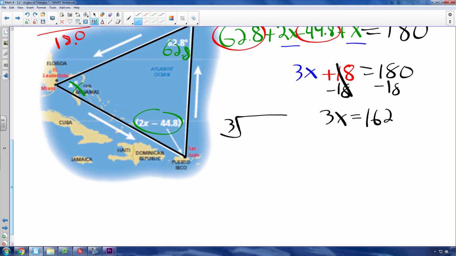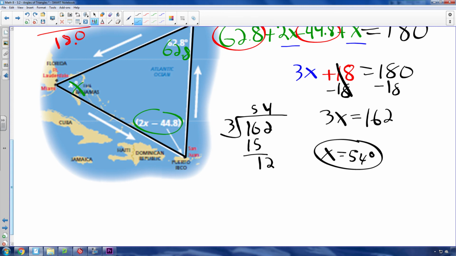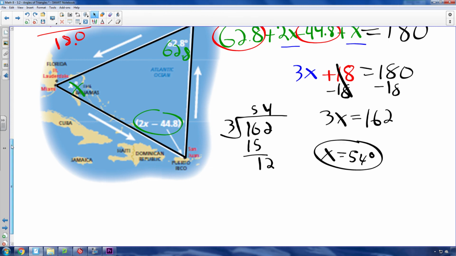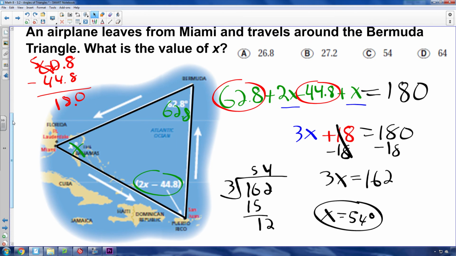So hopefully they're still teaching you long division. And if we divide 3 into 16, we get 5. We got a remainder here, 3 into 12, it's 54. So I have x is equal to 54 degrees. That's what I have. Hopefully we can go up to the multiple choice and find that as an answer. And we do. So that's the triangle angle sum in a nutshell.